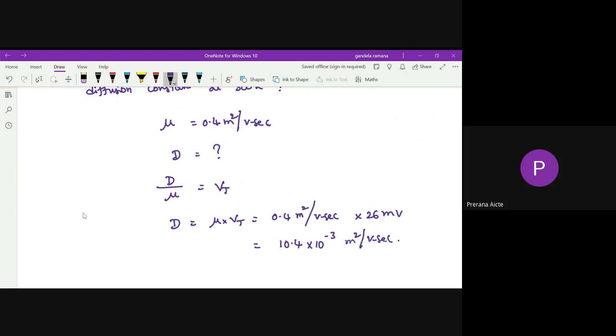So here in the Einstein relationship, depending upon the formula D by mu is equal to Vt, we get D. What we want to find out is the diffusion constant, and that diffusion constant is equal to 10.4 into 10 power minus 3.